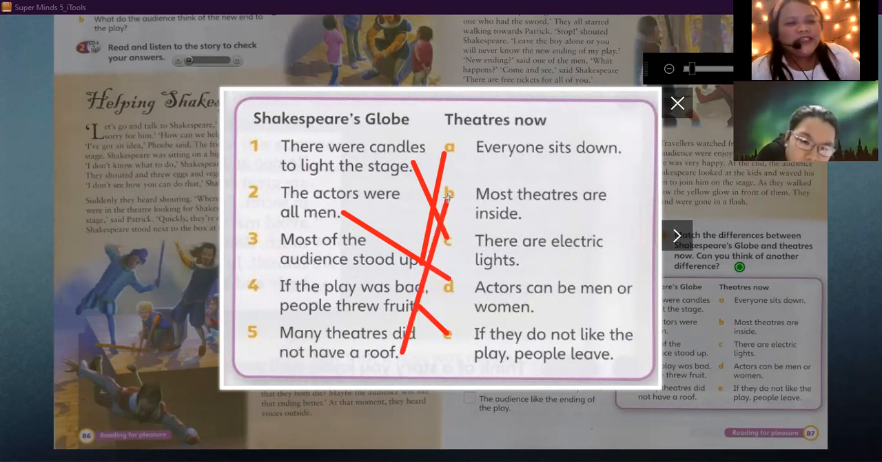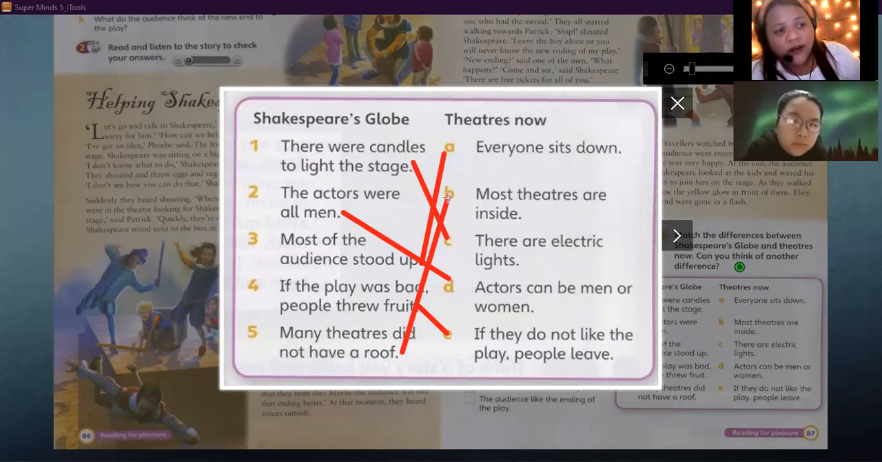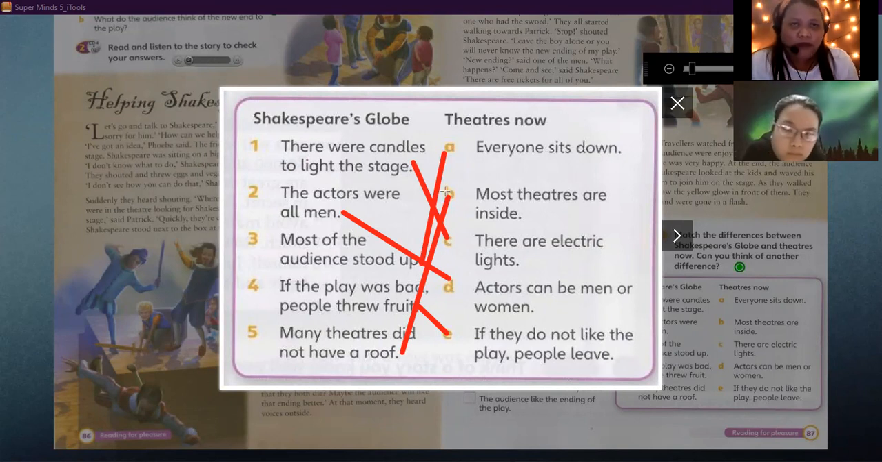Okay, so meaning to say the theaters before were located outdoor. It's outdoor and it doesn't have any roof. So just like in our school here, we do have this amphitheater in which the setup is patterned from the theaters before. But now theaters are already indoor, which has a roof and it's very closed, right?